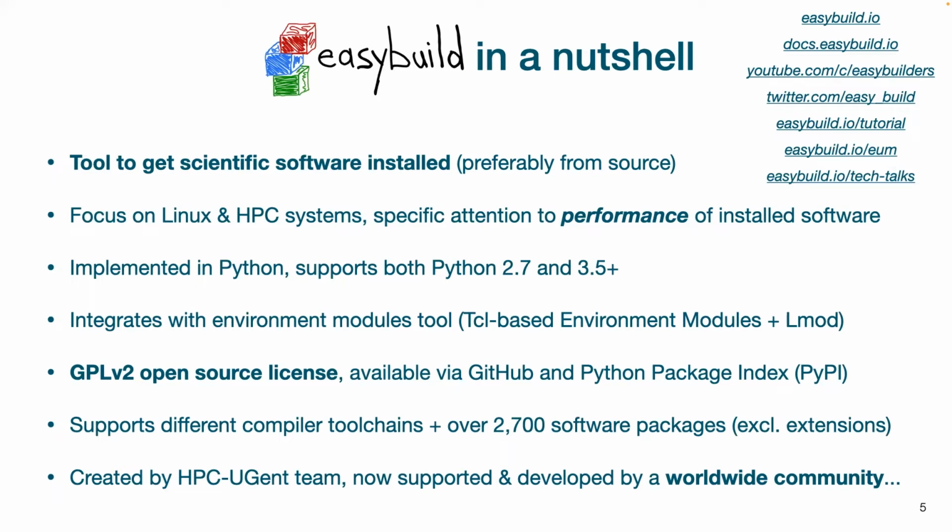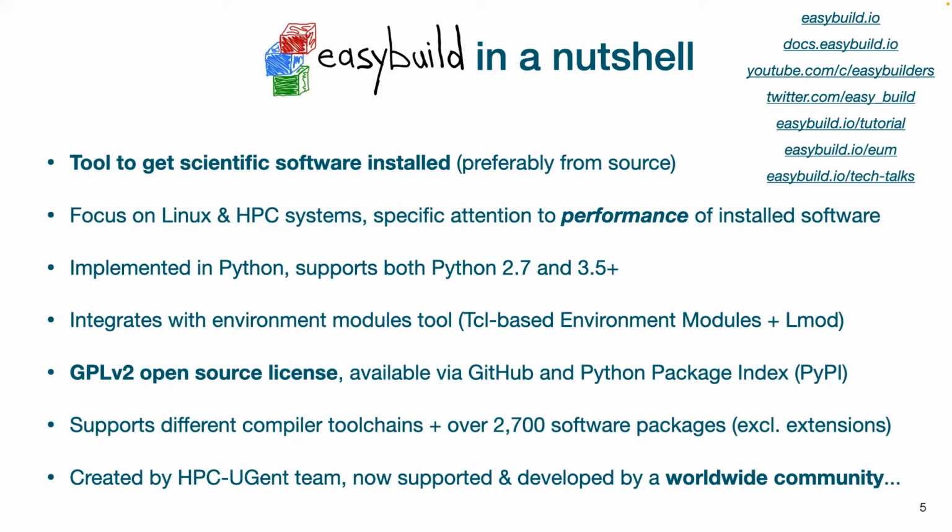EasyBuild integrates with the more or less standard environment module system. So you do module avail to check what's available, module load to activate software, and it generates whatever module files are needed for the software that EasyBuild installs. It's open source. It's available on the places you would expect, on GitHub and the Python package index. And today it already supports over 2,700 software packages. That count does not include extensions. So that's things like Python packages, Perl modules, or libraries that you install on top of something else.